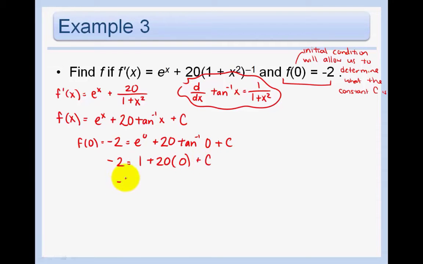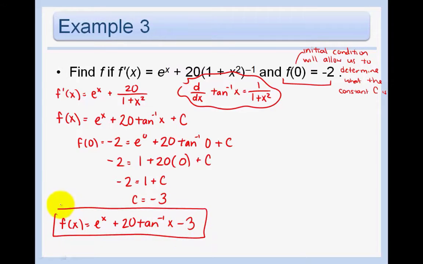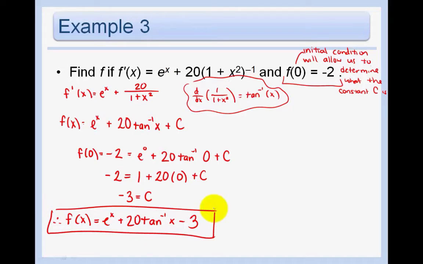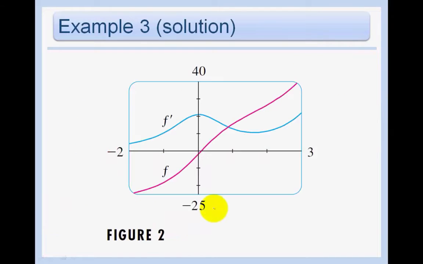So we have minus 2 equals 1 plus c. C equals negative 3. So we're left with f of x equals e to the x plus 20 arctan of x minus 3. And that's our answer. And here's just a graph.